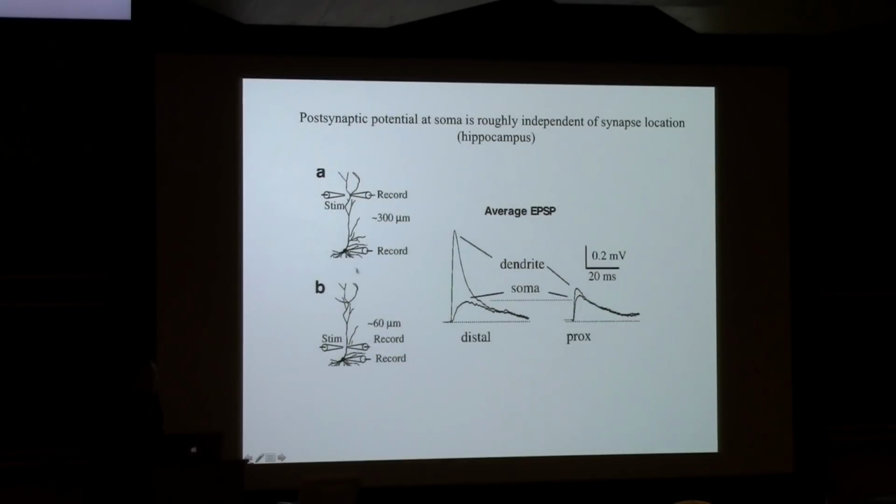Distal means far away, at a distance. Proximal is close. Here they try to stimulate some synapses. This is from an actual research paper. This is harder to read. If you record from here, you can see the EPSP of this synapse, and of the synapse over here. You can also stimulate here. You can see that far away the signal is strong, and closer it's weaker. At the same time, you record from the cell body, the soma. You realize that when the signal reaches the soma, it's always about the same. That's the idea.